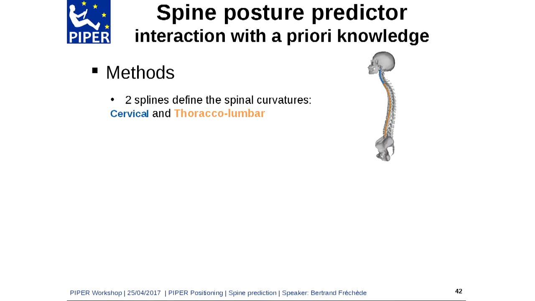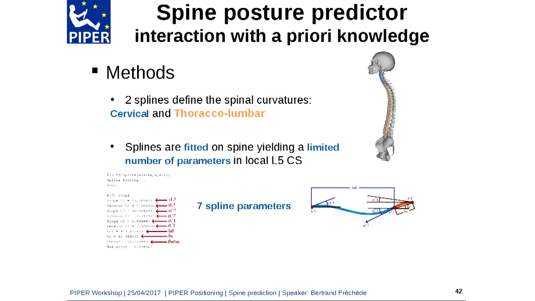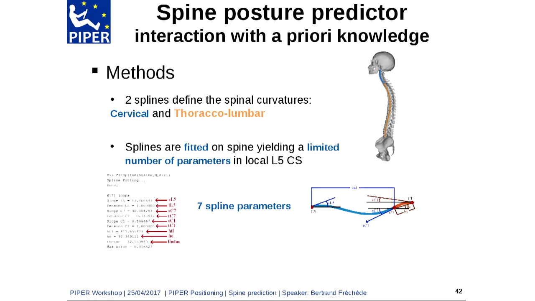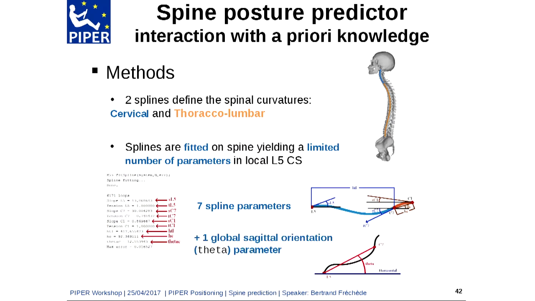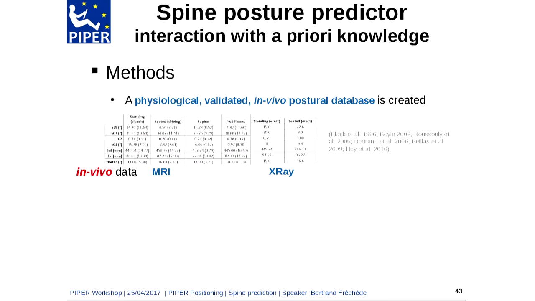So we used splines again, two splines to define the cervical segment and the thoracolumbar segment. Why splines? Because they are easy to fit and they are easy to describe with a small number of parameters. So seven spline parameters for the two splines, plus one global sagittal orientation to position it in space.